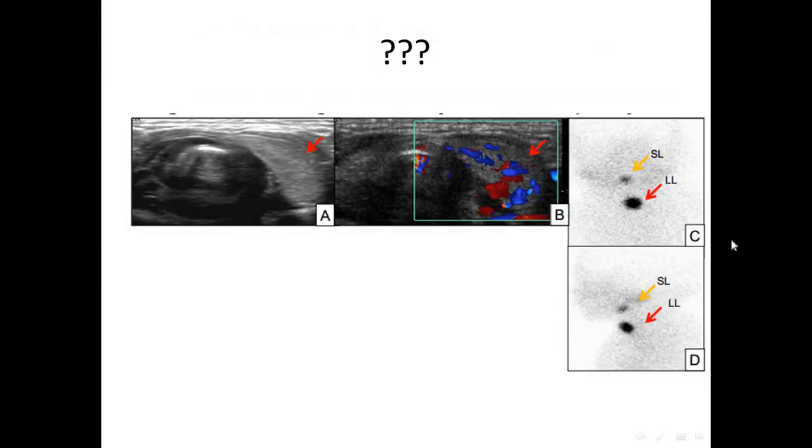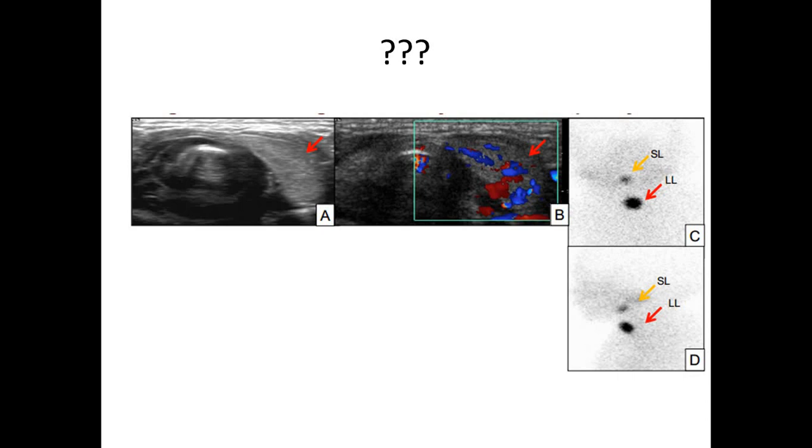So, what do you see in this image? This is transverse ultrasound, this is color Doppler, and this is nuclear medicine images. Do you see any abnormality?